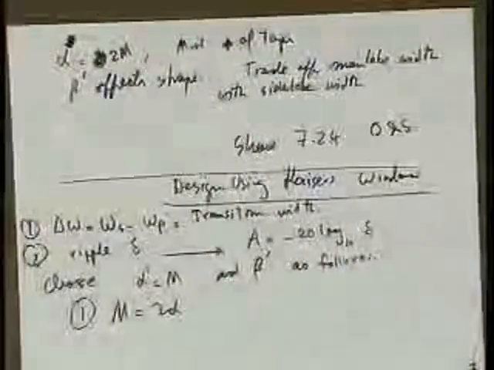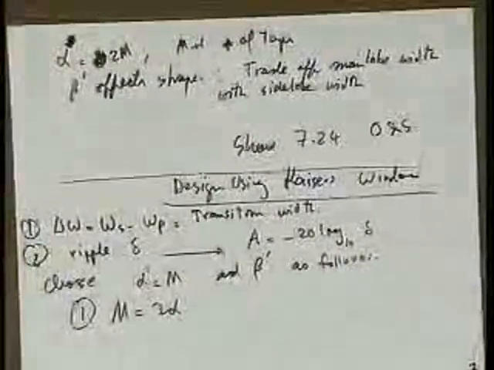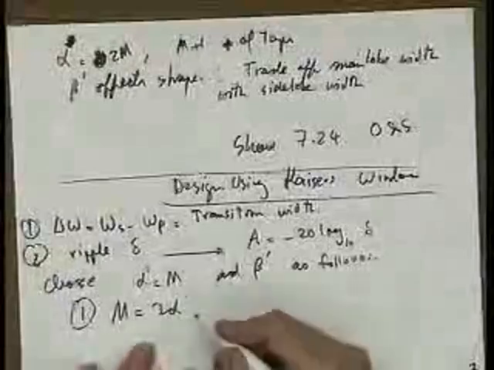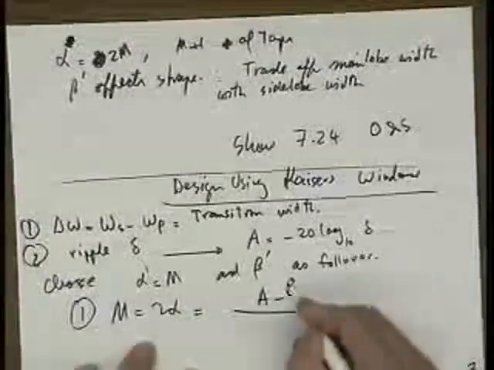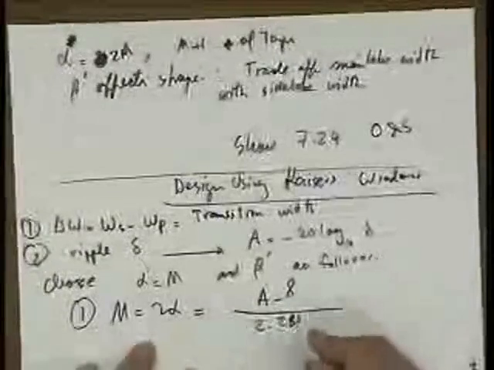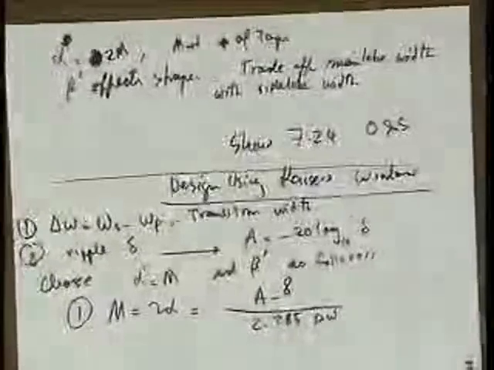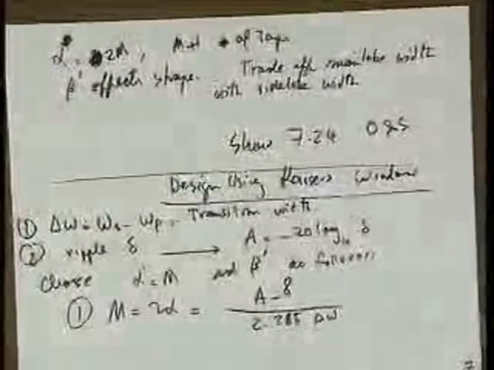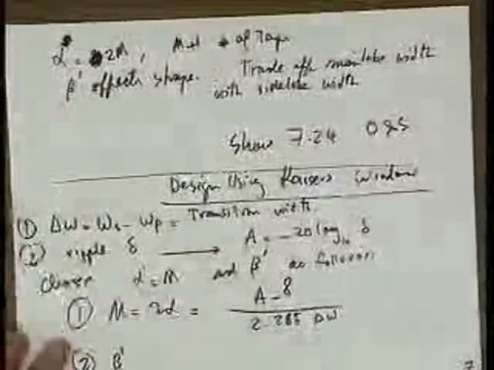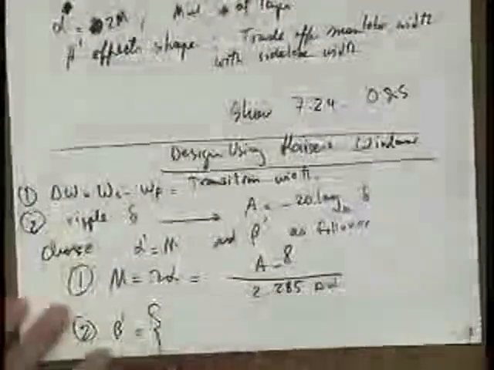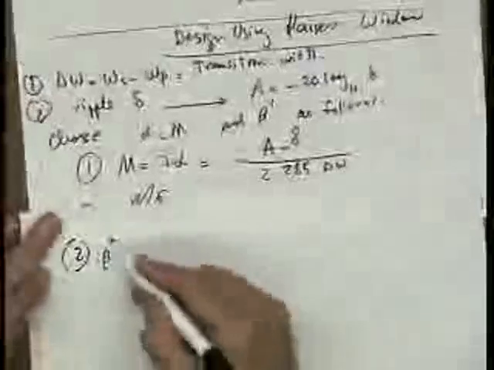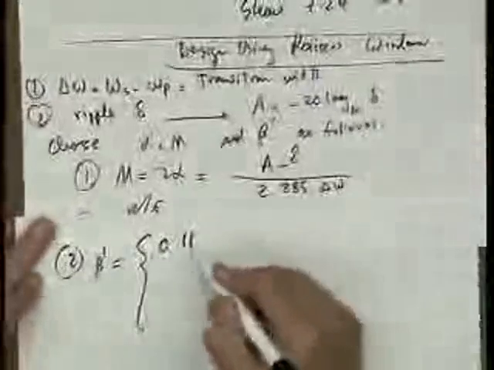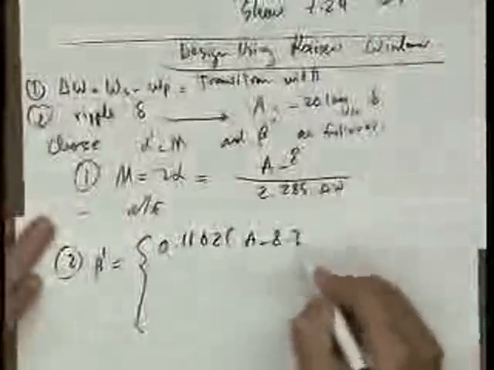No. Hold on. Oh, yeah, M is equal to 2 times alpha. So then it's given by A minus 8 over 2.285 delta omega. Okay? And beta prime, furthermore, is given by another fancy equation. I'm running out of space here, so I'll move on. So beta prime is given by 0.1102 times A minus 8.7.